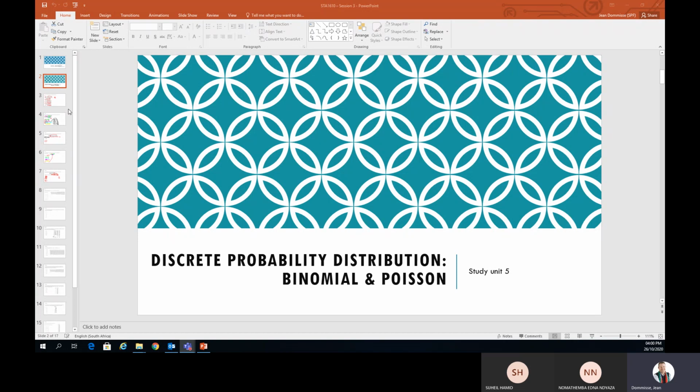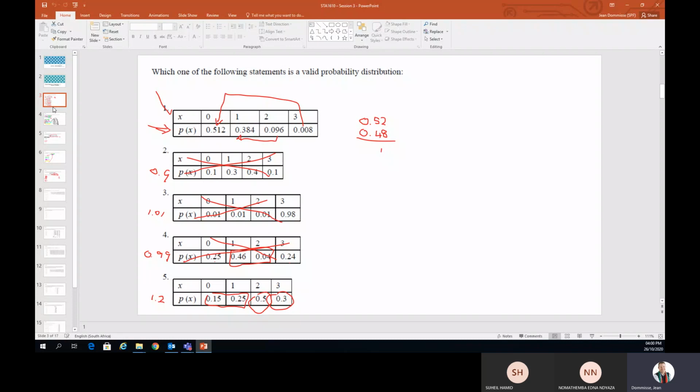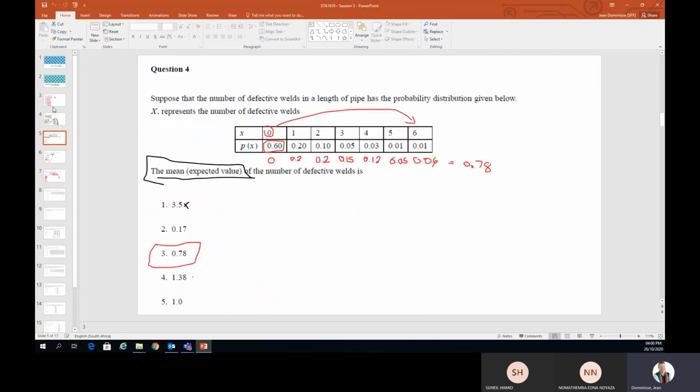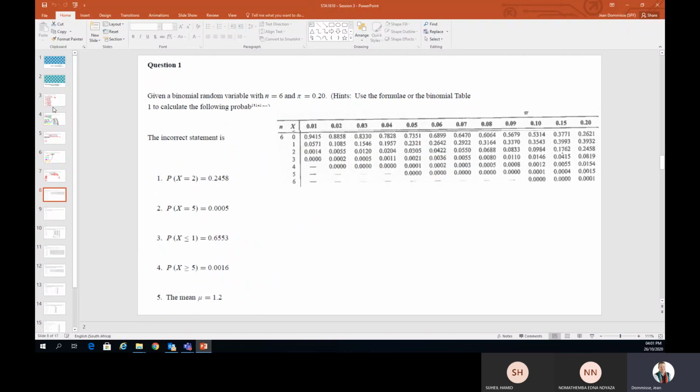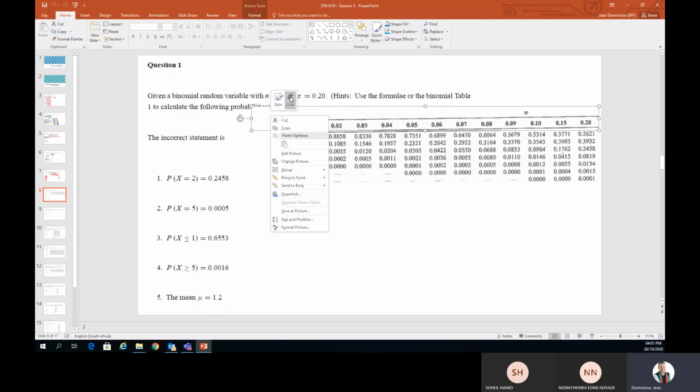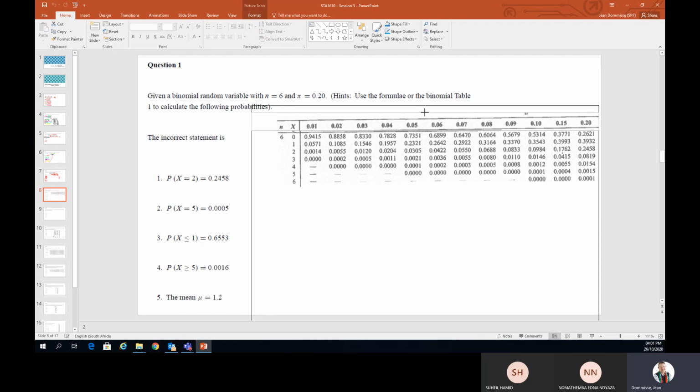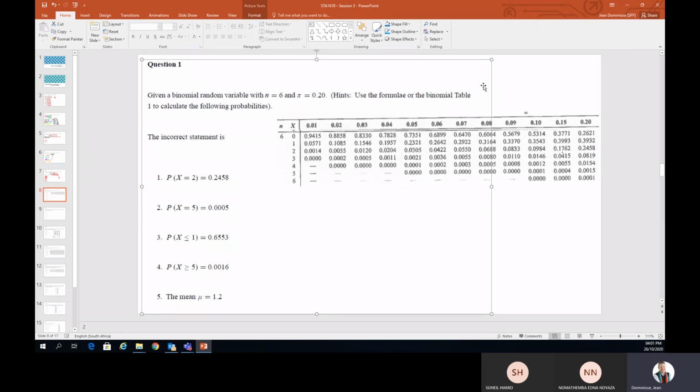Last time we did the discrete probability. So today, I basically want us to look at the binomial and also Poisson, so that we can finish that today. And then later in the week, we can start with the normal distribution and look at that, so that at least we're done with this study unit.